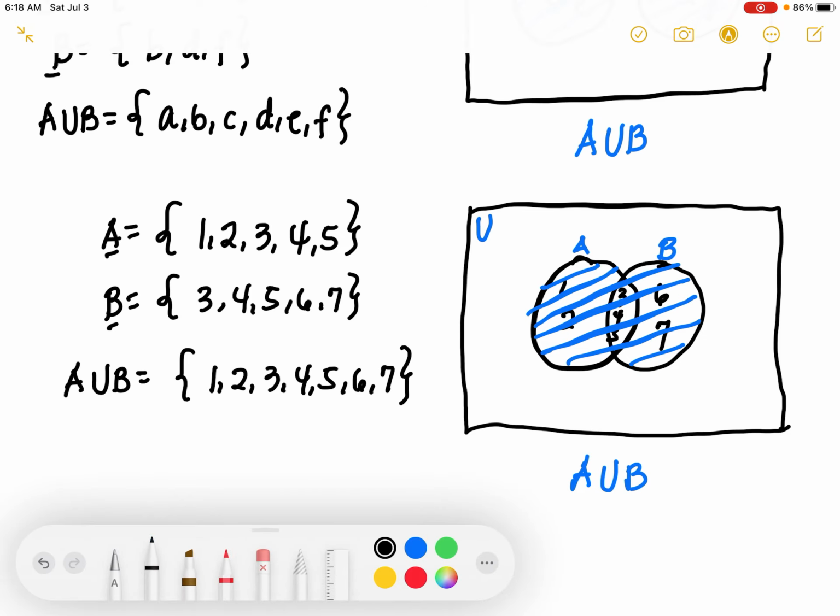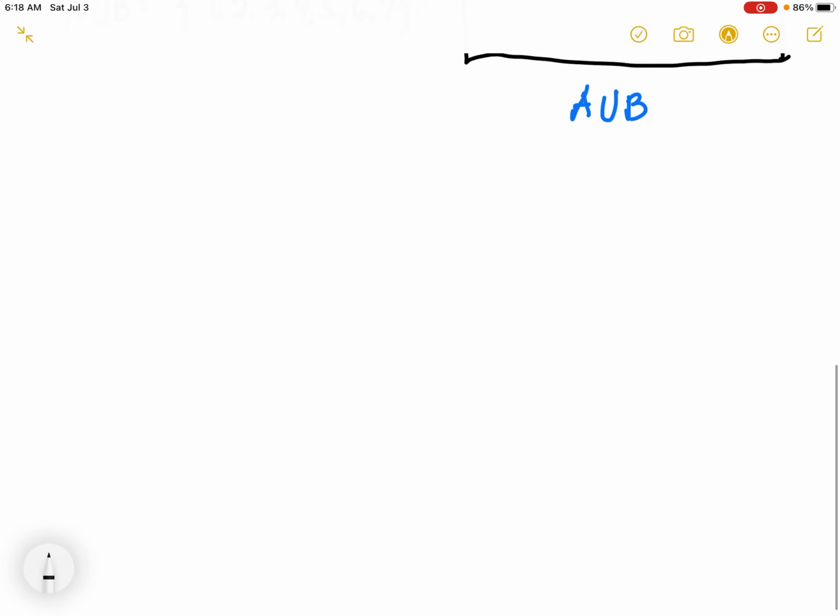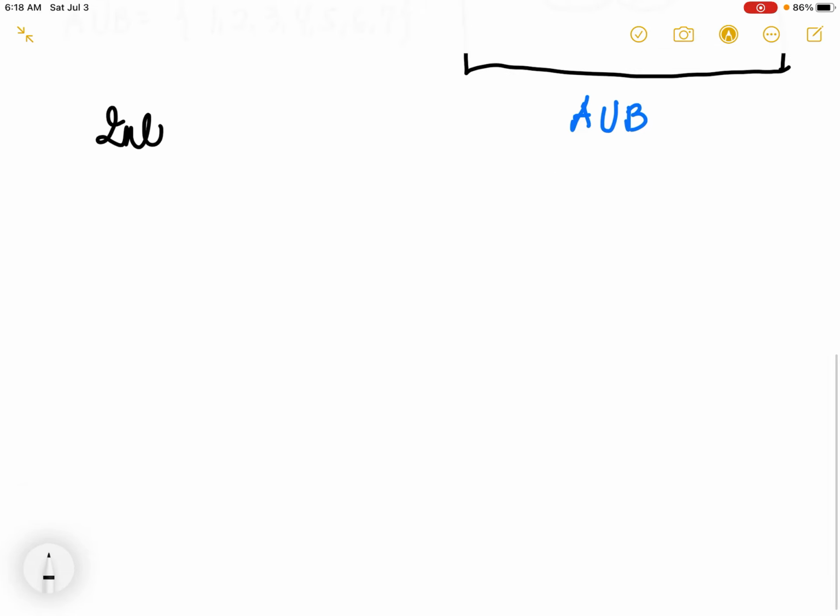Next, we have the intersection of sets. It is the set that contains all the elements common to both given sets A and B. The keyword here is the word common. The intersection of sets A and B is denoted by A intersection B.